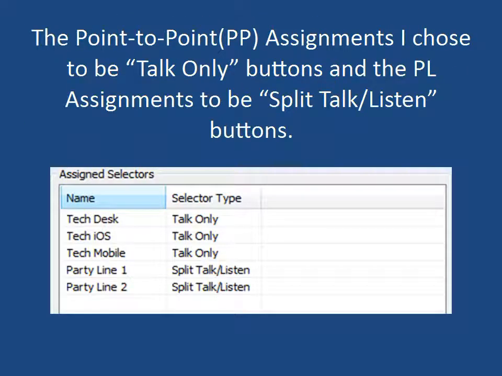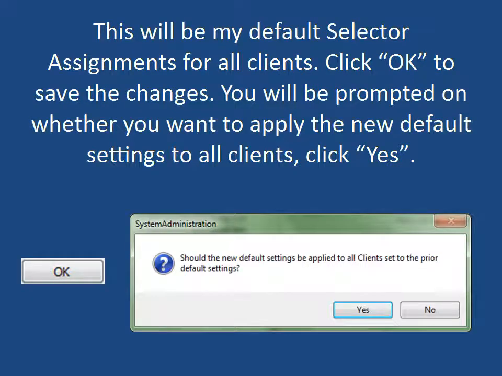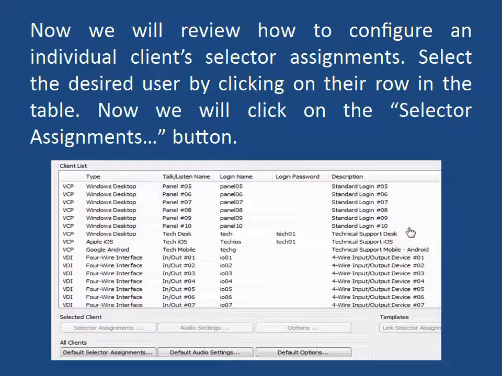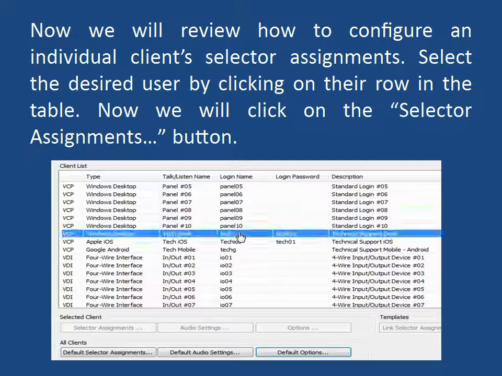The point-to-point assignments I chose to be talk-only buttons, and the PL assignments to be split talk/listen buttons. This will be my default selector assignments for all clients. Click OK to save the changes. You will be prompted on whether you want to apply the new default settings to all clients. Click Yes. Now we will review how to configure an individual client's selector assignments.